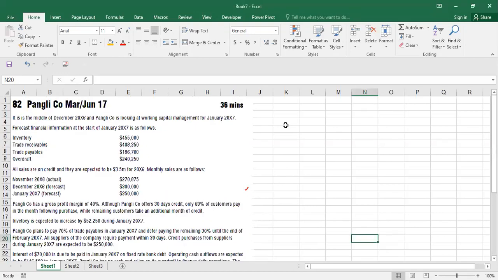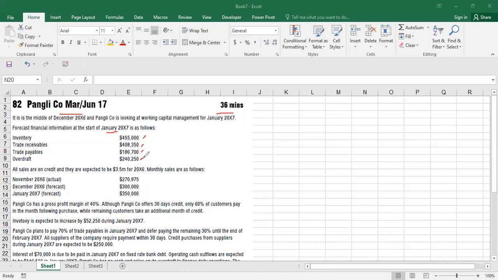Let's start reading it together. We'll spend some time on reading. It's important. It says that it is the middle of December 2006 and Pangli company is looking at working capital management for January 2007. So you are planning your next month. Forecast financial information at the start of January 2007 as follows. So you believe that on 1st of January 2007, your inventories will be $455,000. Receivables would be $408,350. Payables 186. Overdraft will be 240,000.